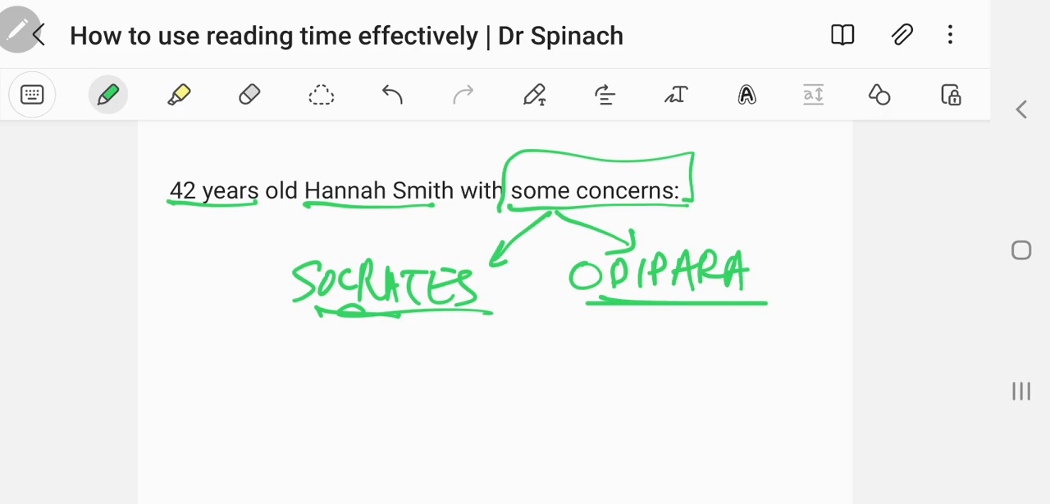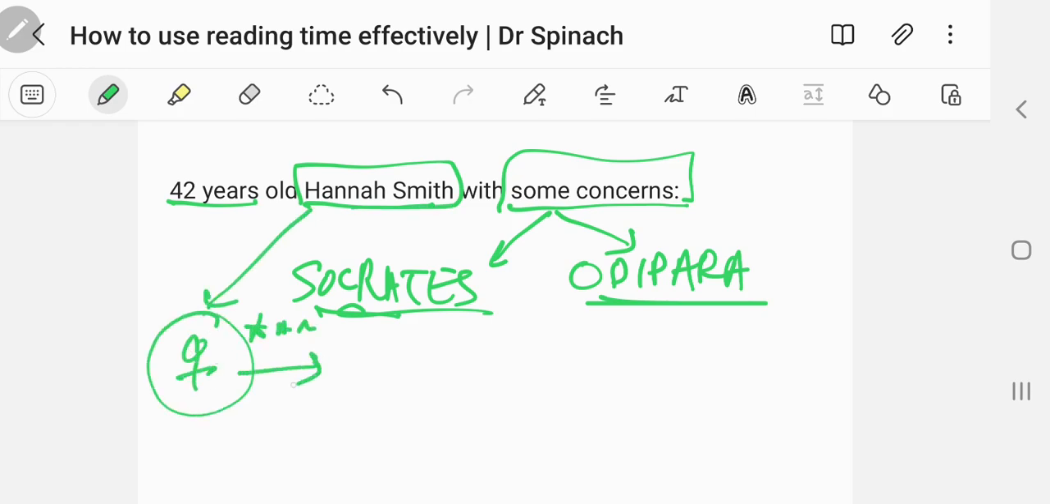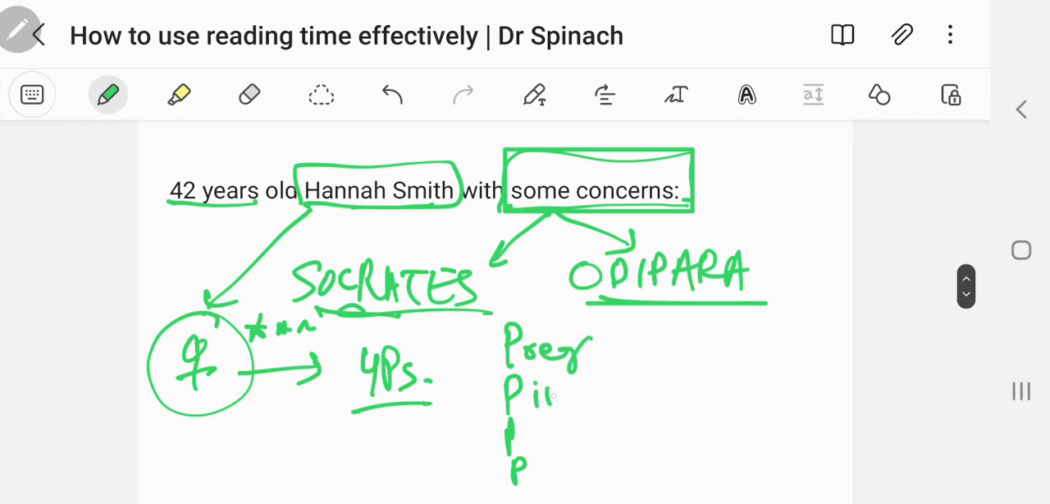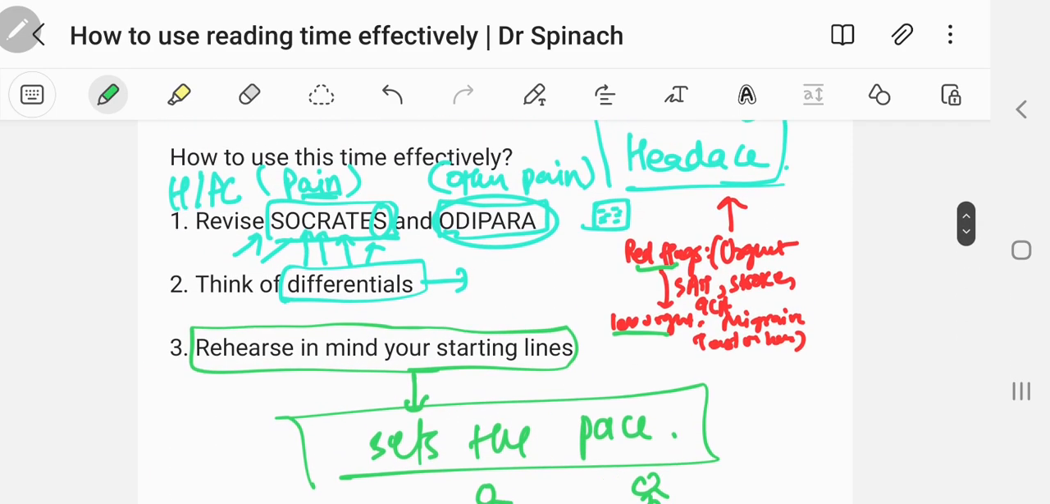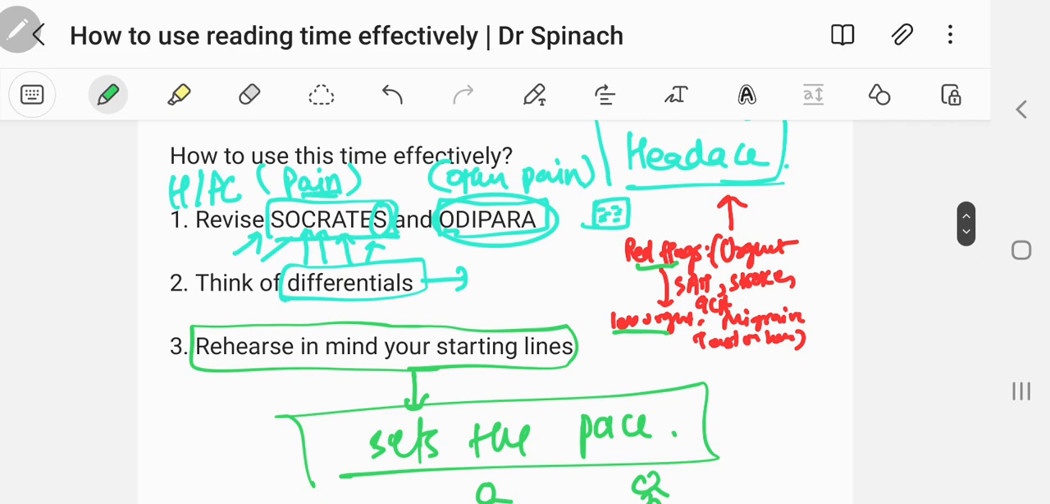Another very important thing is that she is a female. Hannah Smith, she is a female. For every female patient, whatever station is inside, whatever concerns she came with, always think about 4 P's. So what are 4 P's? 4 P's are pregnancy, pills, periods, and pap smear. These are the 4 things that you should think about before going inside. So that is an example of how you can use this time effectively outside your cubicle.